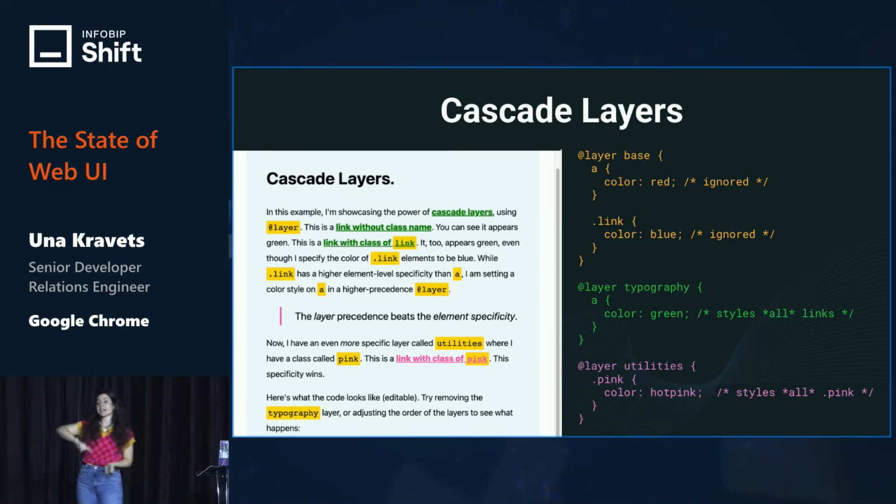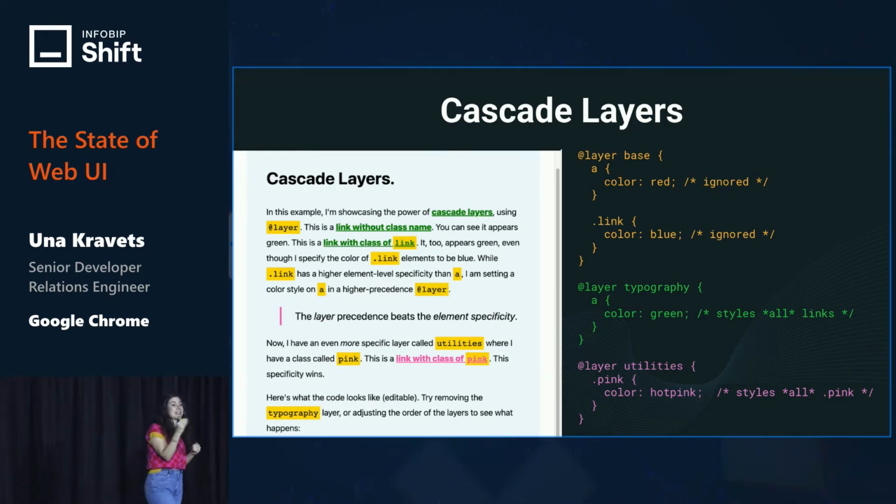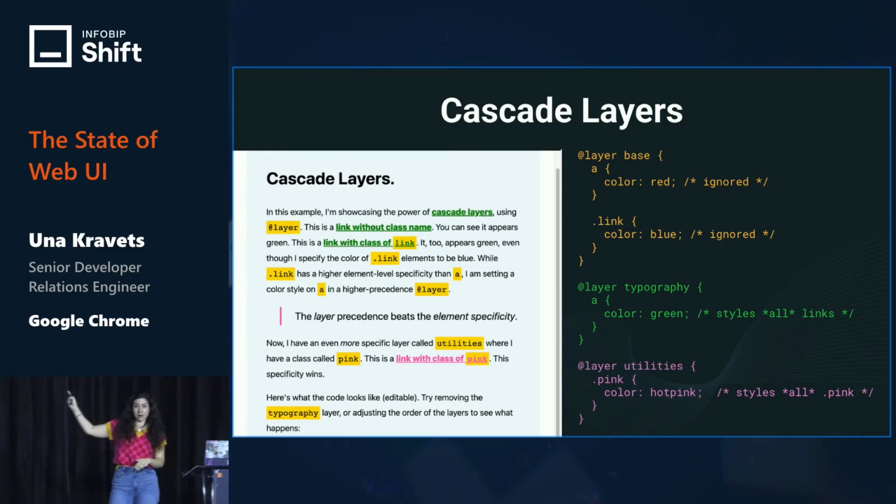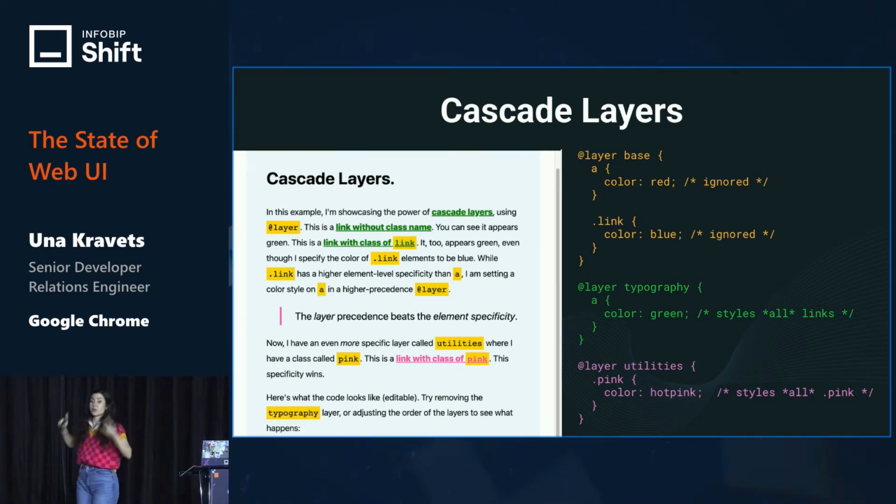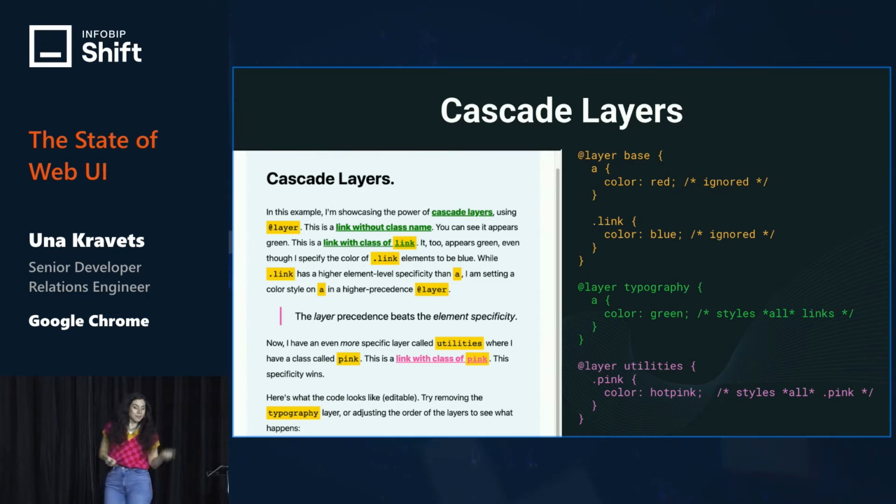And because the layer has greater precedence, even though the specificity of the class is higher than the base tag, it's going to take precedence and apply that style to all the links because it's in a layer typography. So with great power comes great responsibility. And then finally, we have a layer called utilities with a pink class, and you see the pink link there.